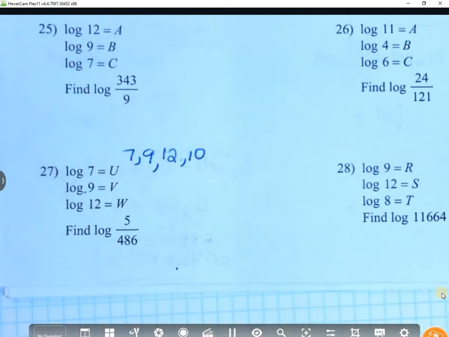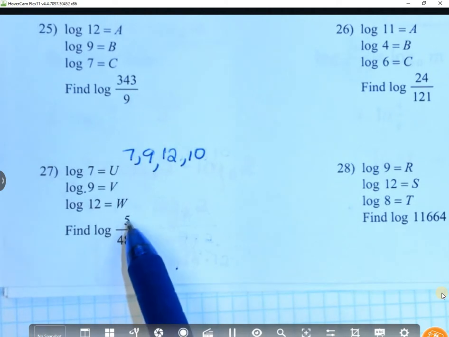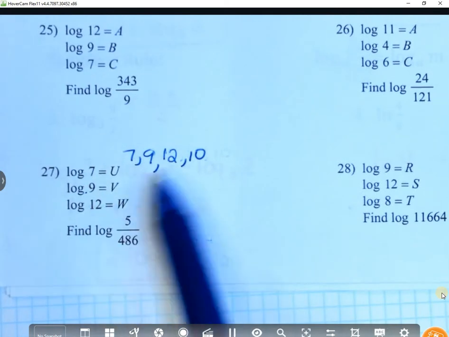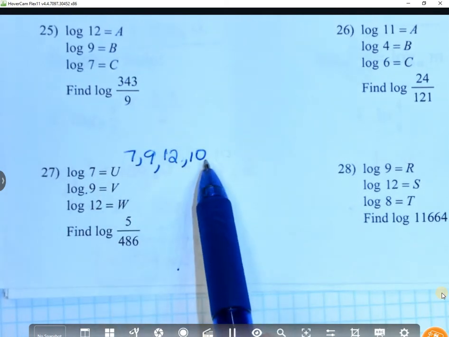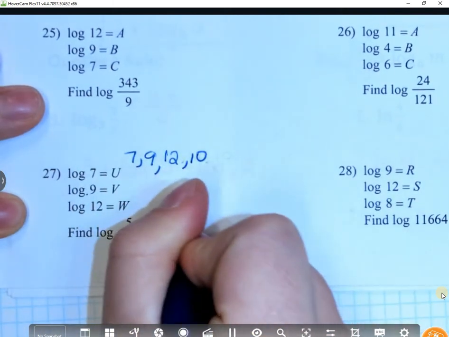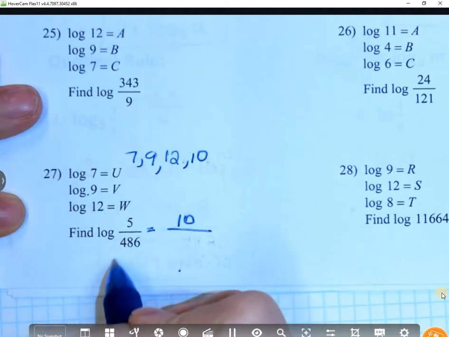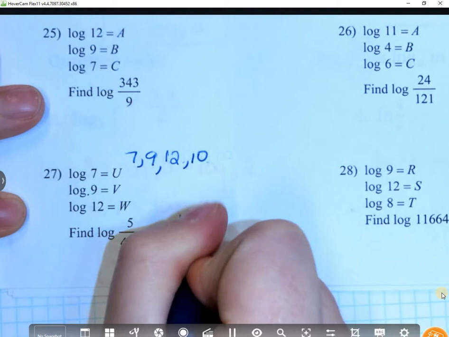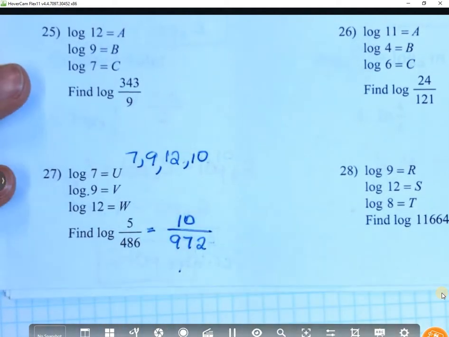And so what I'm going to do is I'm just looking here at that 5. Can I make 5 out of 7, 9, or 12? No. Can I make 5 out of 10? Yeah. So if I make that 5 to be a 10, what would I have to do with the denominator? I'm going to have to double it, and that would make it 972.